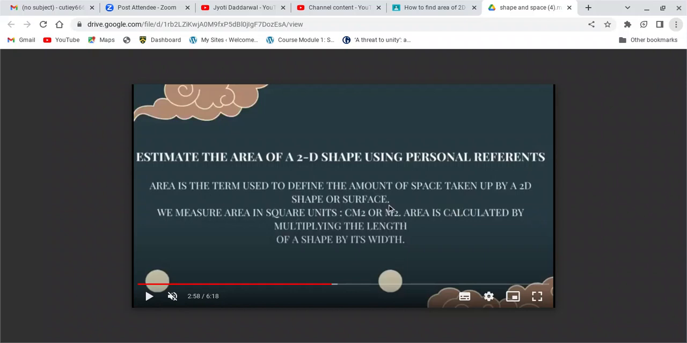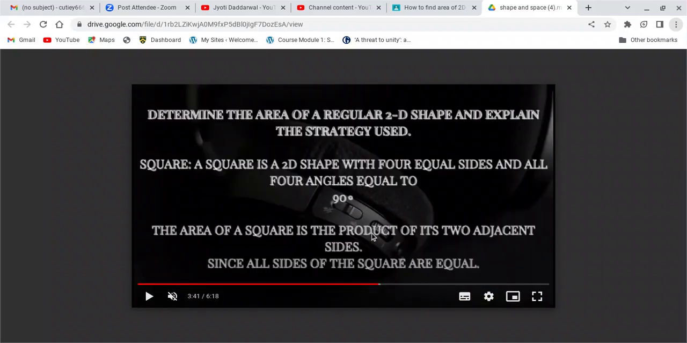Area is the term used to define the amount of space taken up by a 2D shape or a surface. We measure area in square units, centimeter square, meter square. Area is calculated by multiplying the length of a shape and its width. Then the next objective is to determine the area of irregular 2D shapes and to explain what strategy is used.